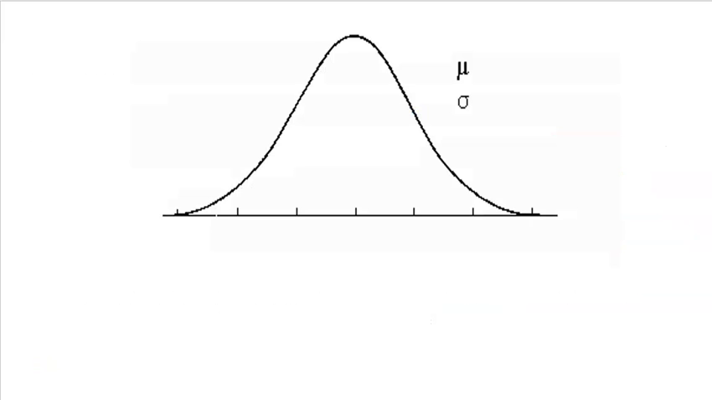So when we go back to our normal model, if we think about this for a second, the value in the middle is the mean. The mean is going to have a z-score of 0.